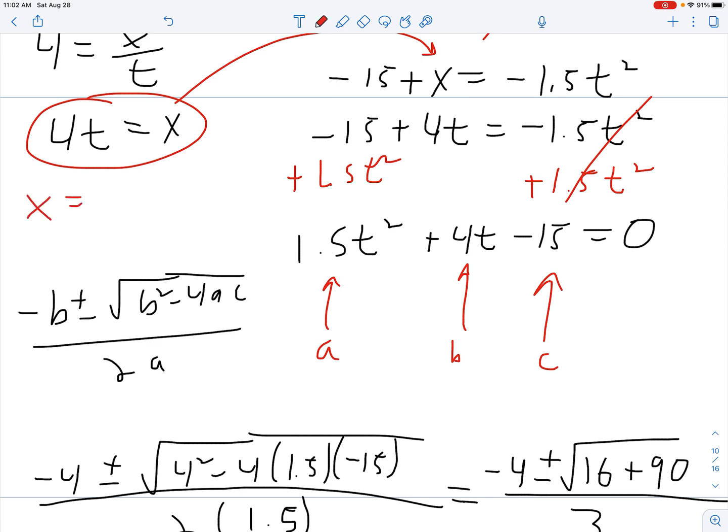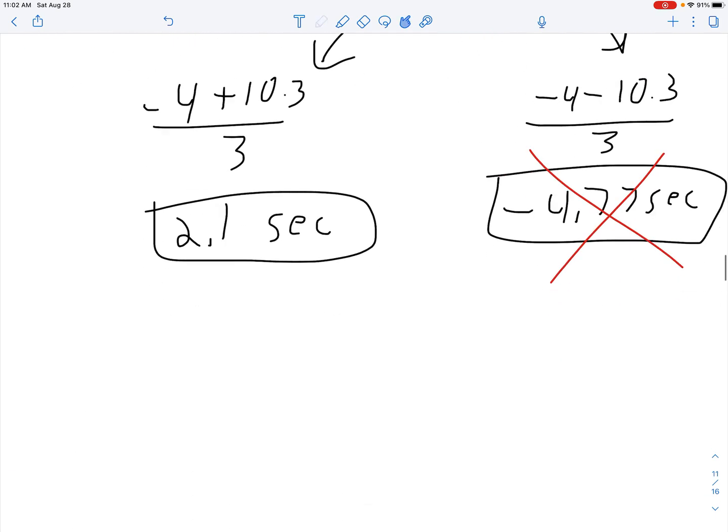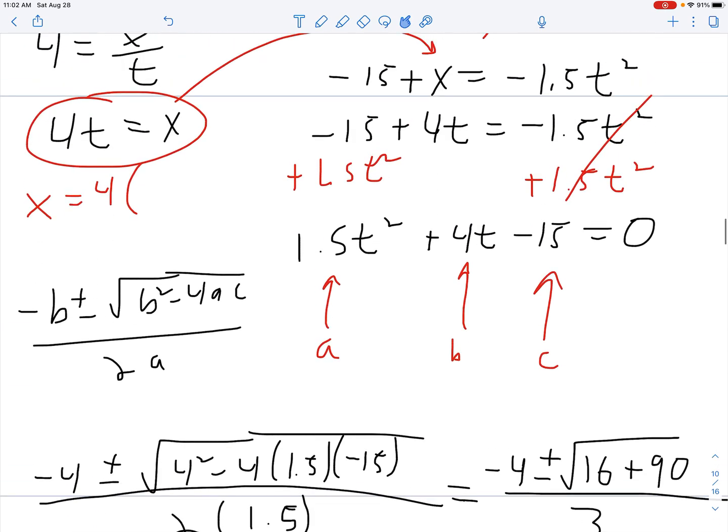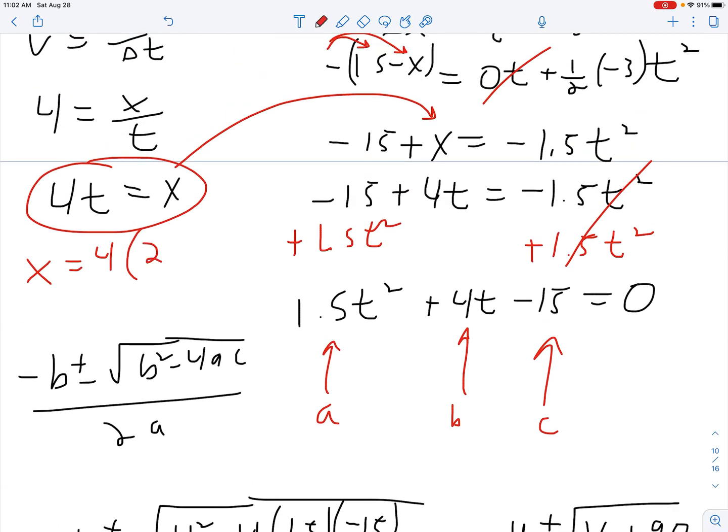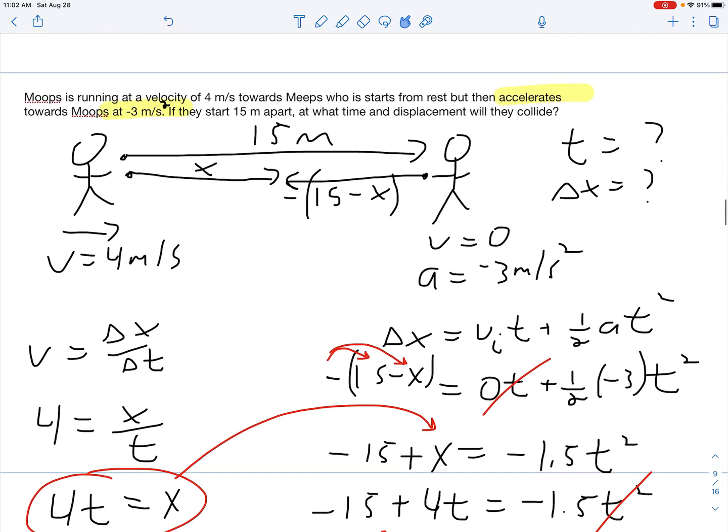So my distance would be 4 times my time, and my time I just found was 2.1 seconds. So I'm going to plug that in back up here. 2.1. So I get a distance of 2.1 times 4, it's 8.4 meters. And I always double check my answer. 8.4 meters, does that make sense?